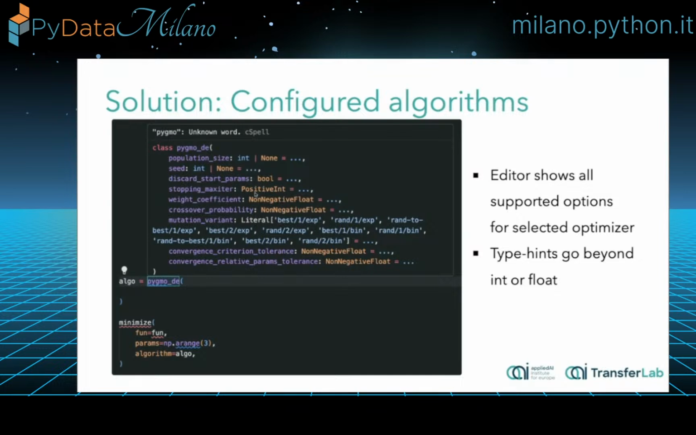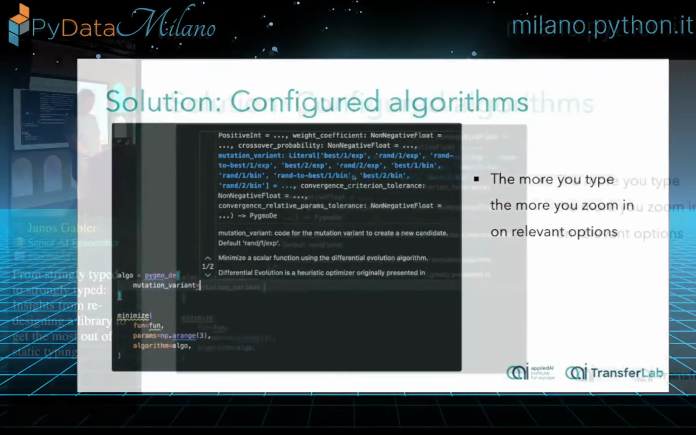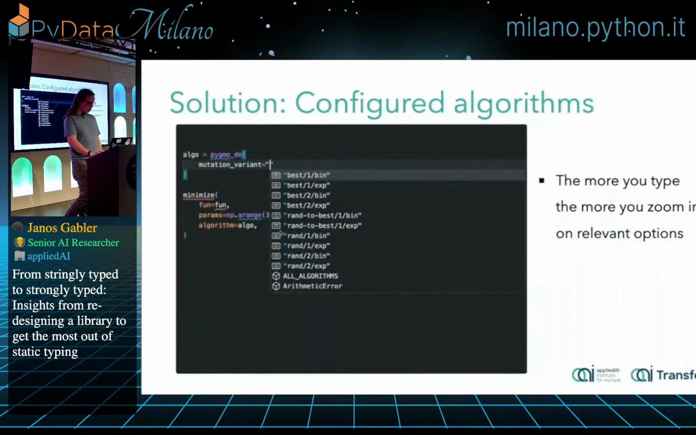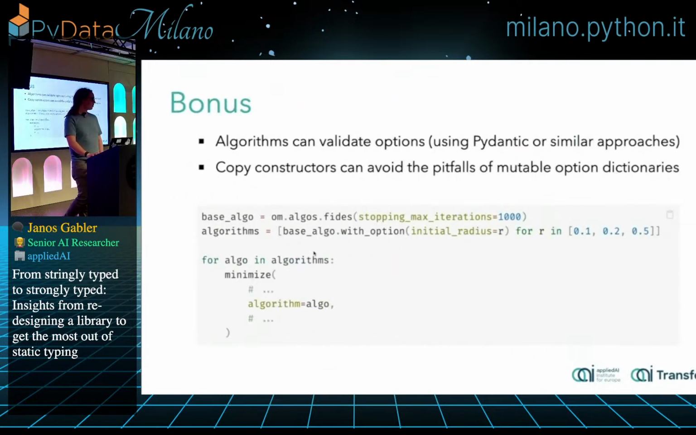We say it's a positive int, non-negative int, and so on. And then the more you type, for example, you start typing mutation variant, hit autocomplete, this always zooms in and shows you all the relevant options, and it becomes really easy to configure an algorithm, and you don't need to go to the documentation at all. So after you've used this for even 10 minutes, if you're used to doing a lot of optimization, you will miss it in other places.